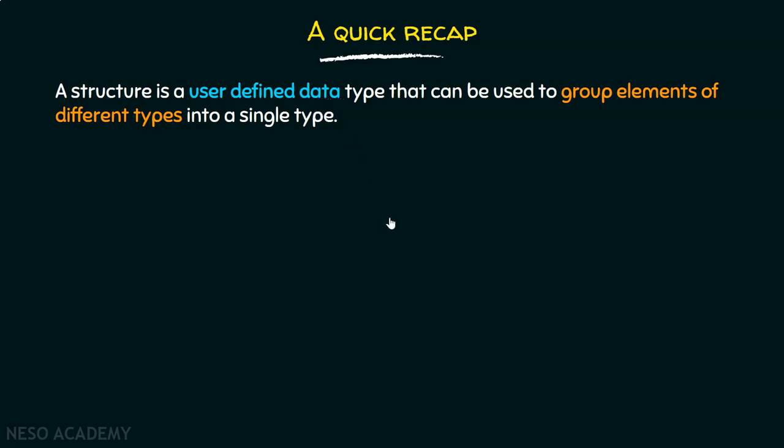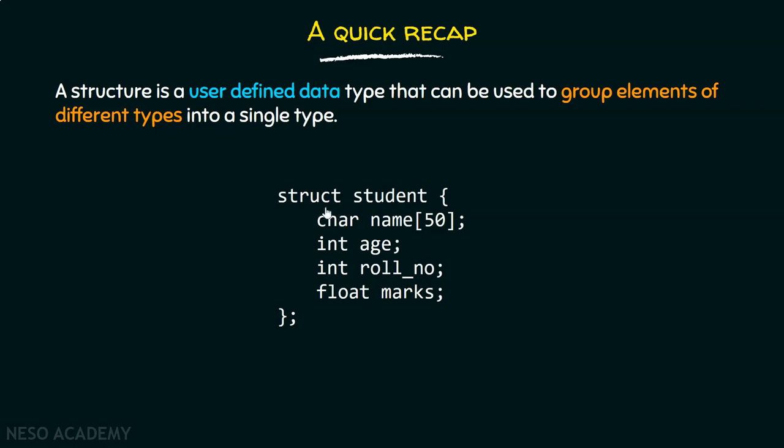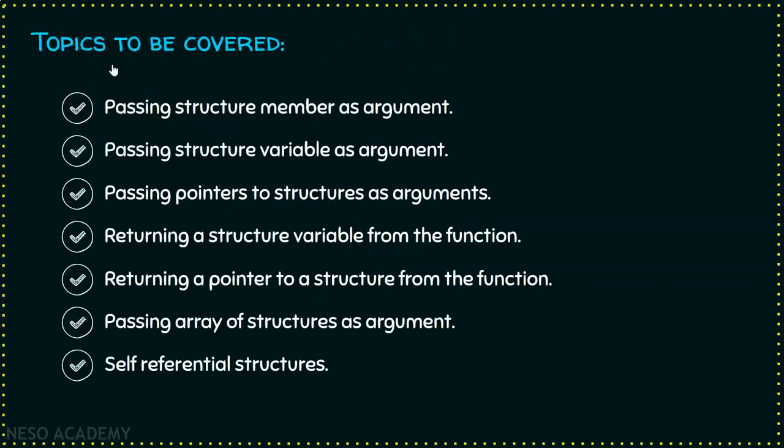a single type. For example, here you can see that I have declared a type struct student. What I am doing here is combining all these different types into a single type. This is the type created by me, struct student. These are the topics we will cover in this lecture and the subsequent lectures.